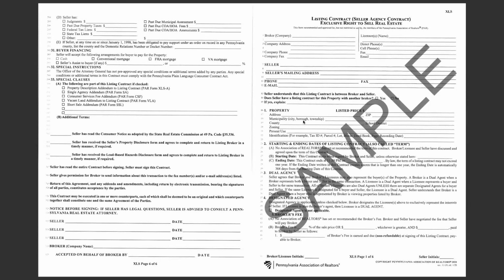This is really important stuff to have. The seller's property disclosure statement and the lead-based paint form have to be submitted to a buyer prior to them entering into an agreement of sale. Okay. All right, let's move on.